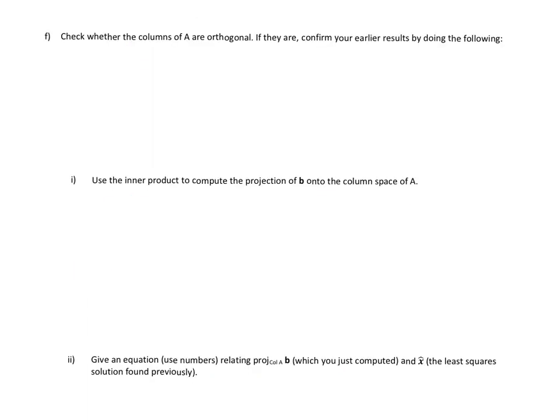Okay, finally, check whether the columns of A are orthogonal. So I need to dot 1, 1, 1 with 2, 2, 2, and I get 2 plus 2 plus 2 is 6, which is not 0. So we can't confirm our results using the other method. That only works when the columns of A are orthogonal, so I can't do this last bit. I'm just going to leave it blank.